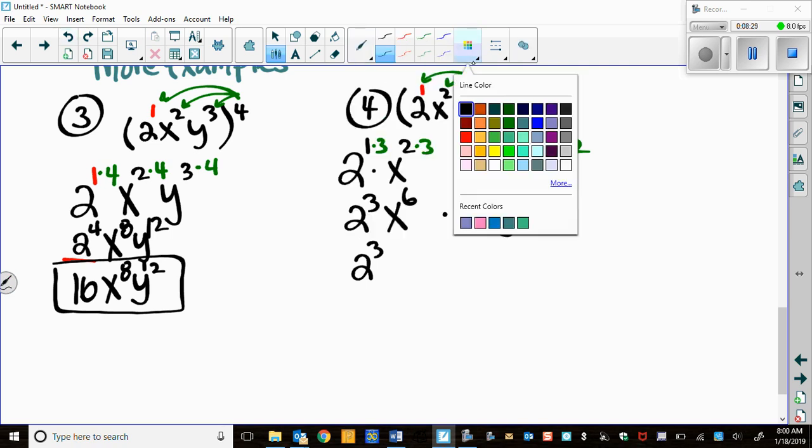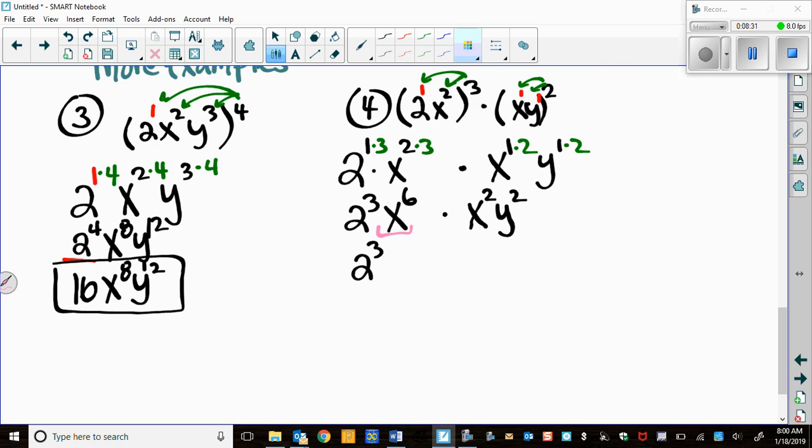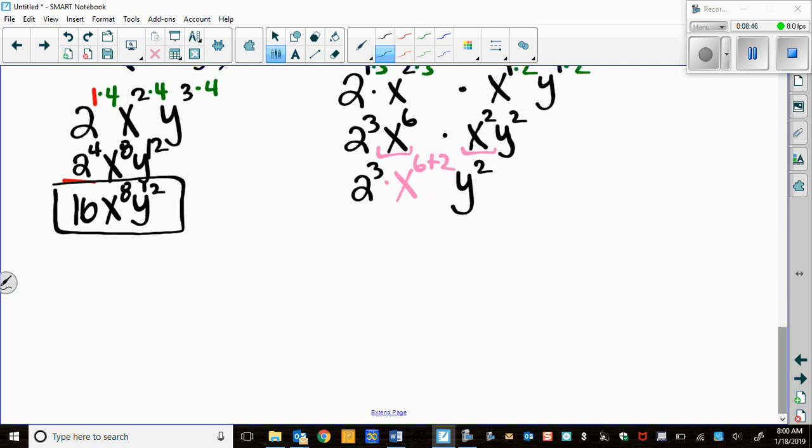sorry, let me go ahead and use a color so I can show you. They have the same base, so if they have the same base, you're going to write the base down and add those exponents. 6 plus 2. Y to the second power is all ready for us, so we don't have to simplify that even more.